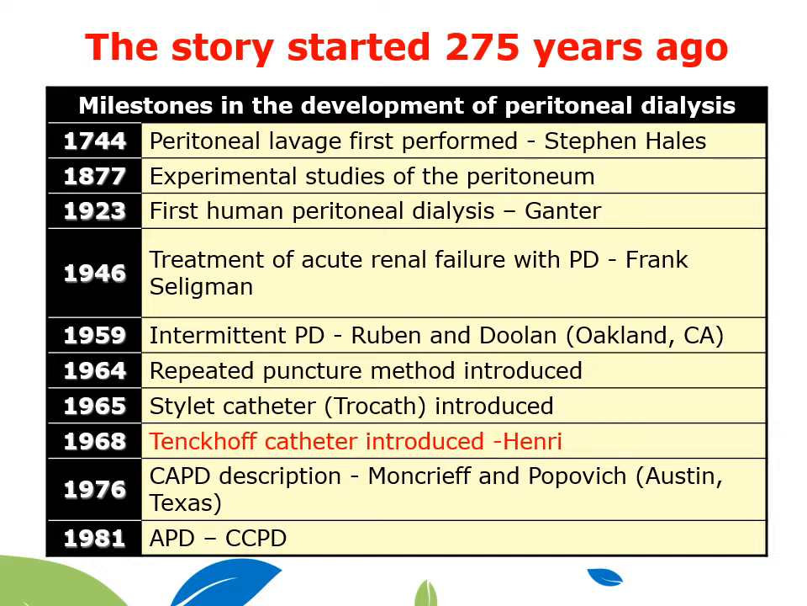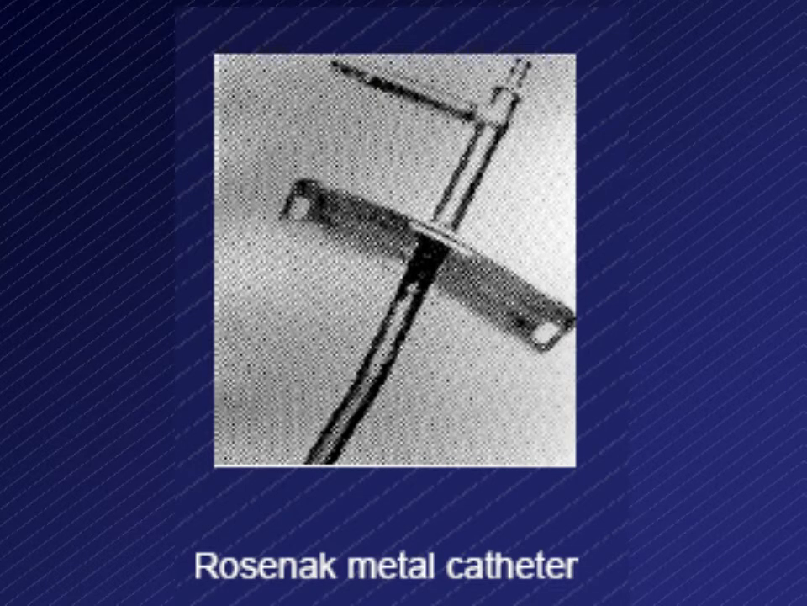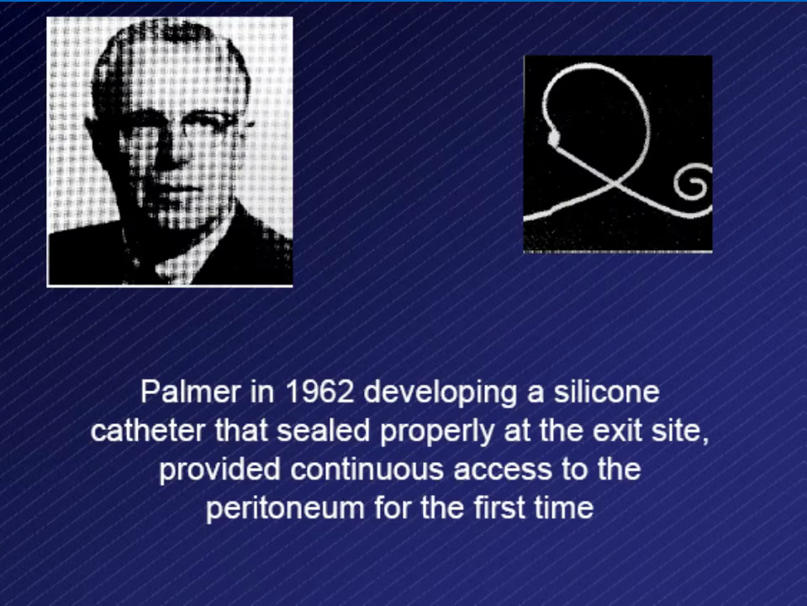In 1976, CAPD was first described by Popovich and Moncrief in Austin, Texas, and then APD and CCPD, continuous cyclic peritoneal dialysis, started in 1981. This is a Rosenak metal catheter, which was used first to flush and lavage the peritoneal cavity, after which the idea of using the peritoneum as a dialysis procedure started to be implemented as a modality for management of some diseases.